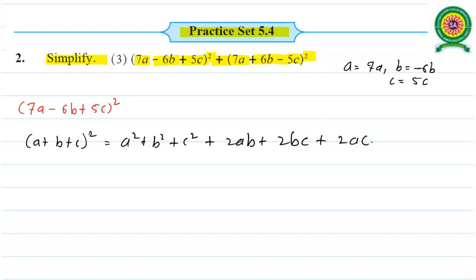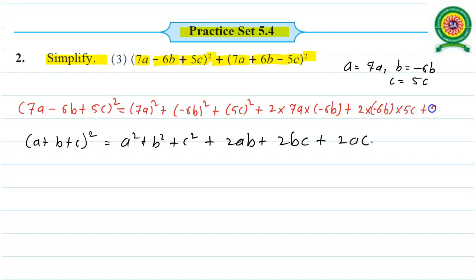So now, try to replace a, b, c by their values. We are getting (7a)² plus (-6b)² plus (5c)² plus 2 times a into b, that means 7a into -6b, plus 2 times b into c, means (-6b) into 5c, and plus 2 times a into c, means 7a into 5c. Try to simplify it.